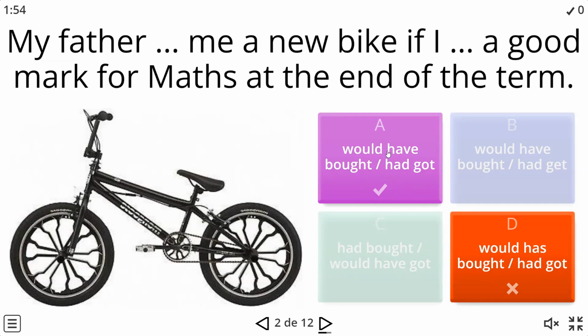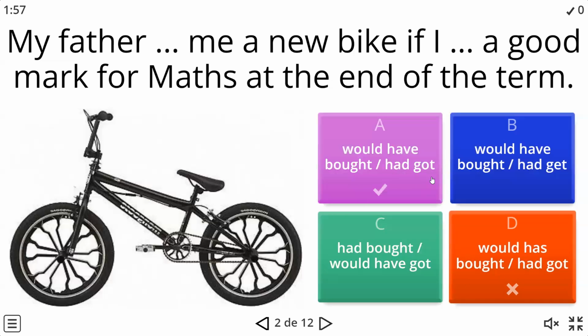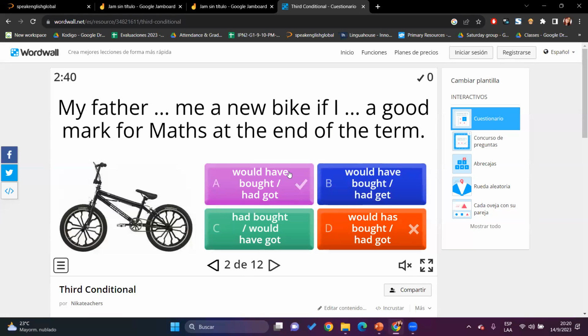It's letter A. Okay, let's see why. Because you need have got, but, would have. Remember that in the third conditional, in this case, the problem is that you cannot use has. We use have because of the structure, would have. So my father would have bought me a new bike if I had got good marks for maths at the end of the term, like at the end of the semester. But it's not has, it must be have.